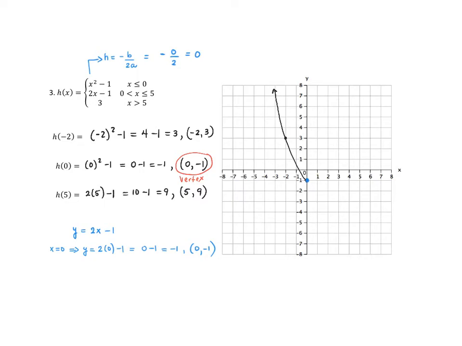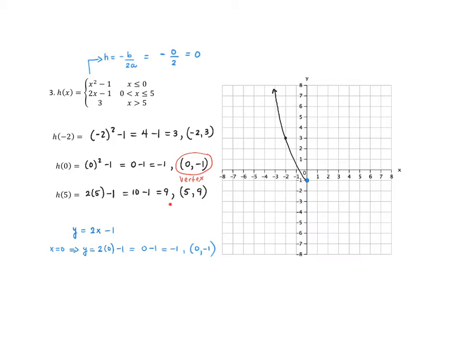Now, as a line, I need another point. So I will conveniently use the other transition point, 5. Now, 5 is included in this interval. So when I plot that point here, it's going to appear there as a solid dot. And you can see that we already nicely computed the y value when x is equal to 5.